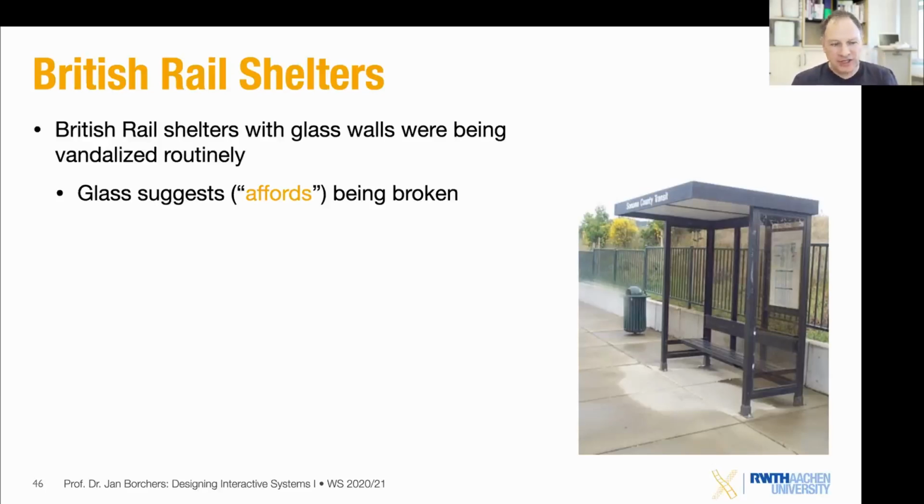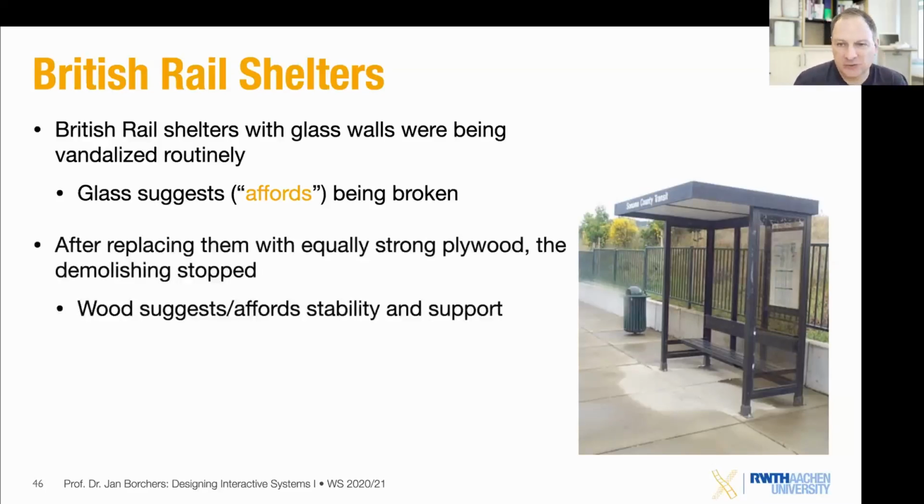So British Rail redesigned it. They replaced the glass with equally strong walls made from plywood, Sperrholz in German, and the breaking of these walls stopped. Nobody kept breaking these walls, although it would have been just as easy to kick in this plywood wall as it would have been to kick in the glass wall, because the wood, by its looks, actually suggests and affords more of a stability and a support.